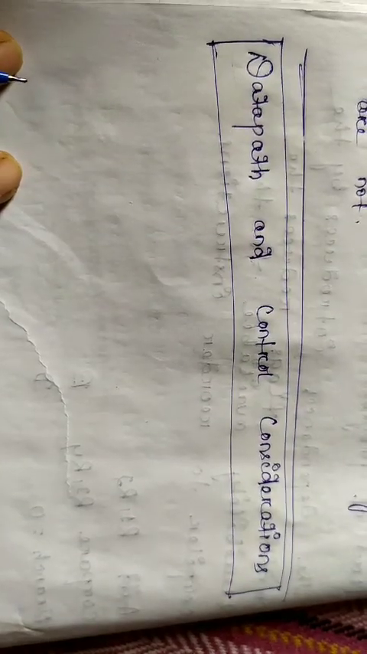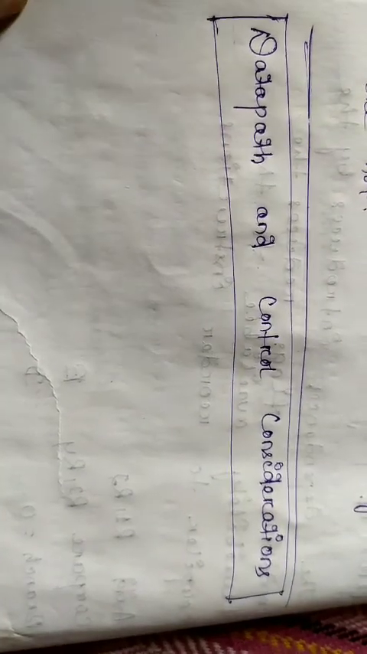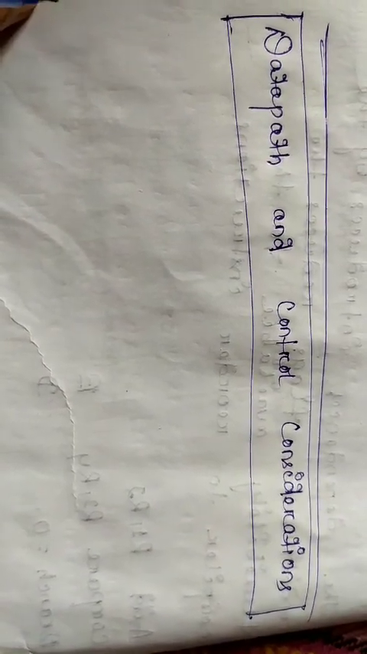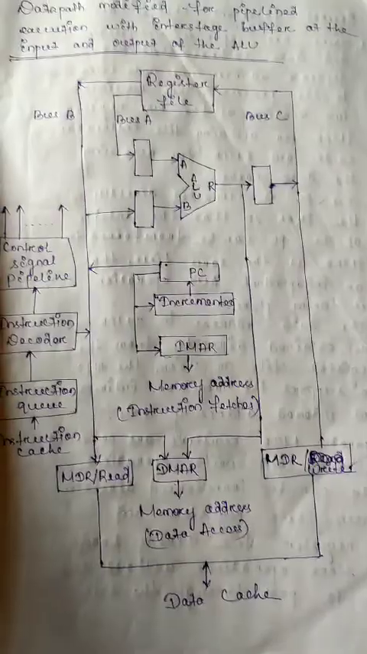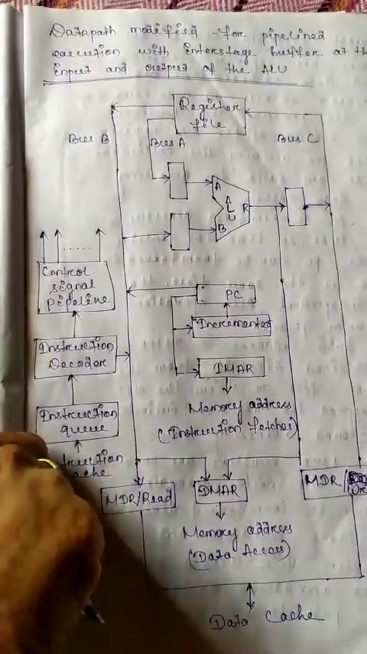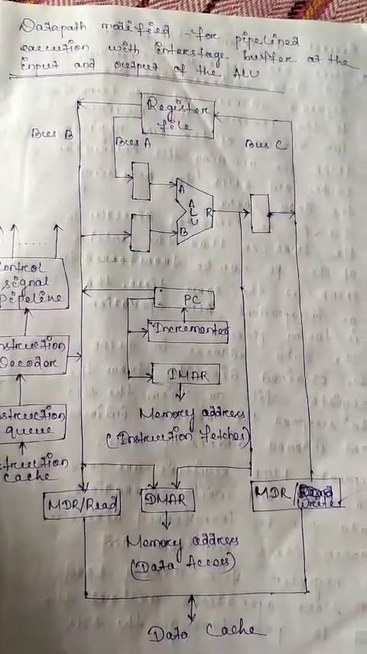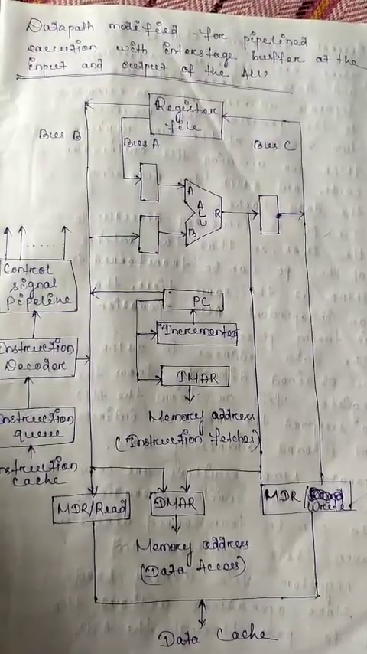Here we're talking about a 3-bus structure suitable for pipeline execution with slight modifications. I will tell you how and where the modifications are done to support a 4-stage pipeline, or how a 4-stage pipeline is implemented by using a 3-bus structure. So let's see. This is a complete diagram of the data path modified for pipeline execution, with interstage buffers at the input and output of the ALU.